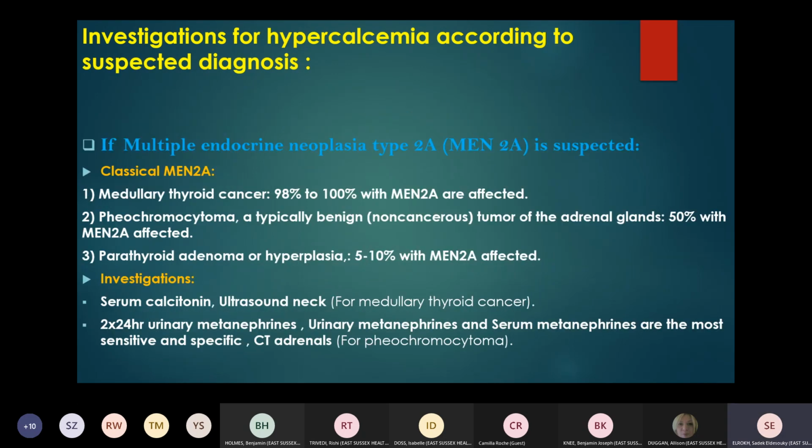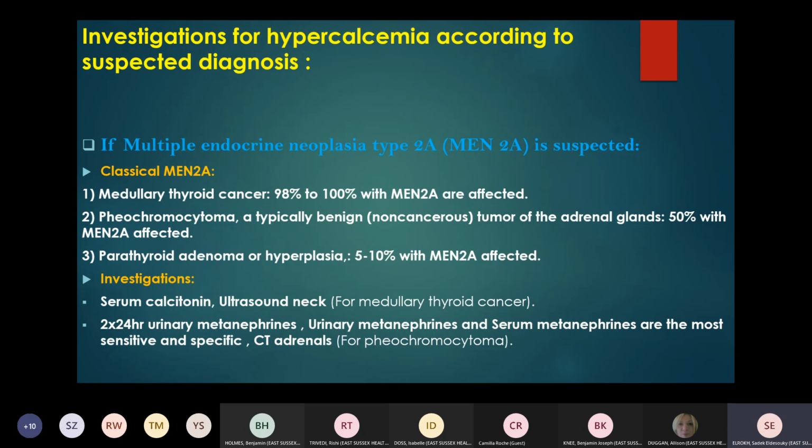MEN2, what if MEN2 is suspected? MEN2 is a triad of medullary thyroid cancer, which is present in 98% to 100% of the cases of MEN2, pheochromocytoma, which is benign in most of the cases, only 10% are cancerous, and it can be involved in 50% of the cases of MEN2, and parathyroid adenoma or hyperplasia, which are involved in 5 to 10% of MEN2.